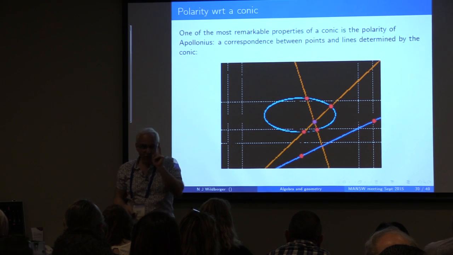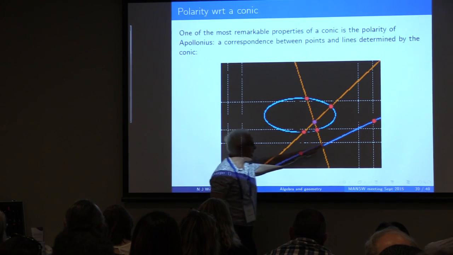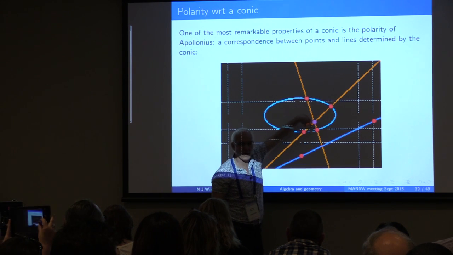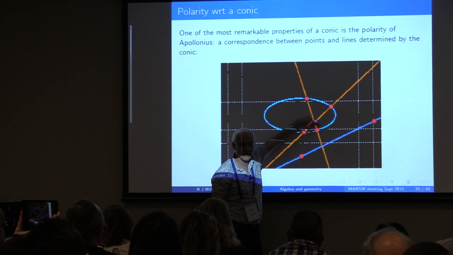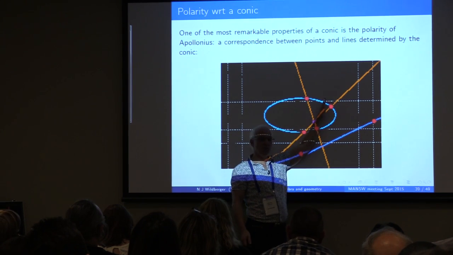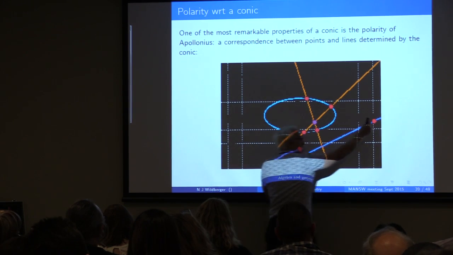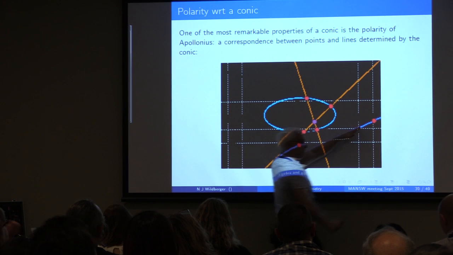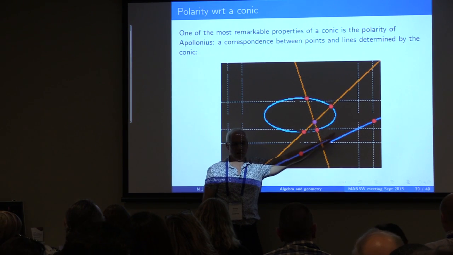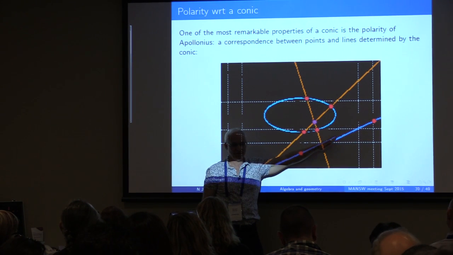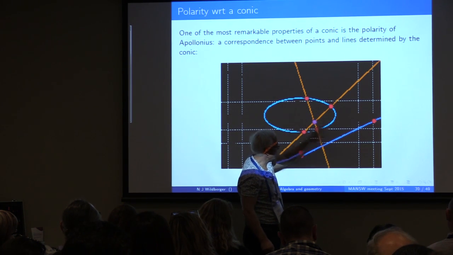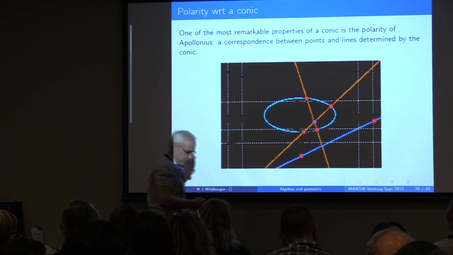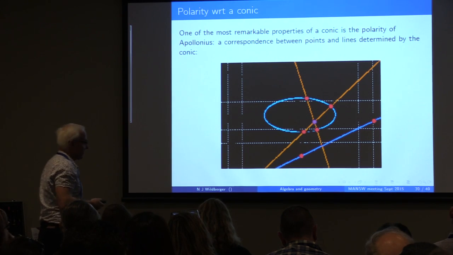But the remarkable thing is that this line does not depend on the 2 orange lines that we chose to go through our given point. If you change this line, move it over here a little bit, then these points will move around, but the blue position will not change. So there's this sort of God-given polarity defined by a conic, and it's really a lovely thing.